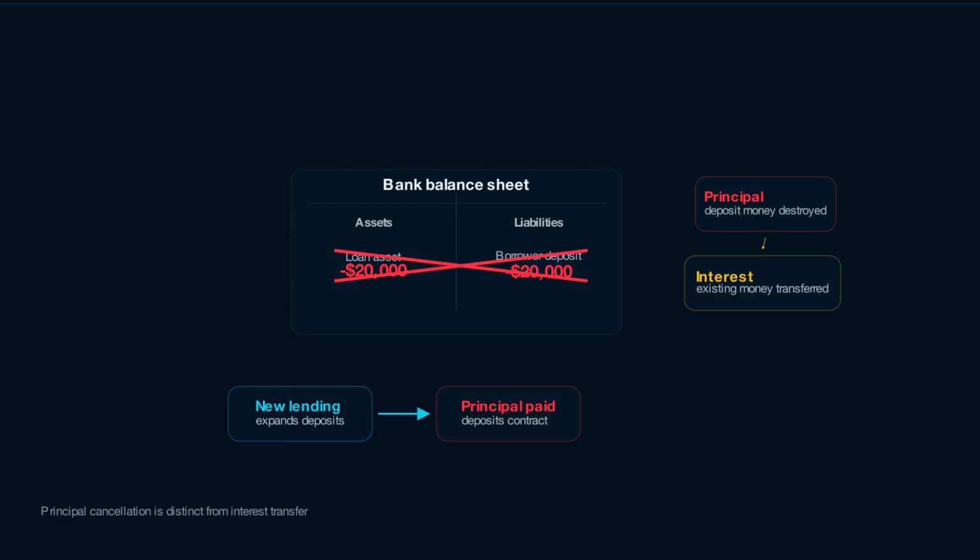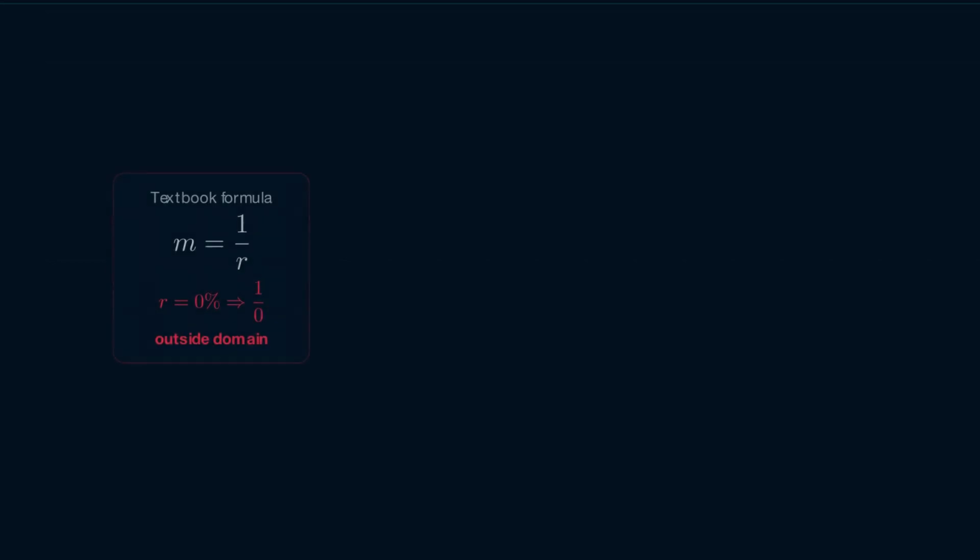The system is not a printing press with no off switch. It is a balance sheet engine that expands and contracts with credit. Now let us test the textbook model against the real system.